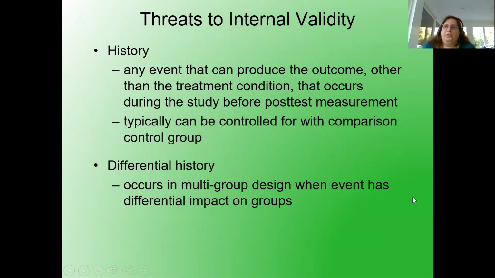Now let's talk about some other threats to internal validity. Now that we've talked about the biggest one, let's talk about some other ones. These are important too, but they're just not as huge as the first one we talked about. The first one I want to talk about is history: any event that can produce the outcome other than the treatment condition that occurs during the study before post-test measurement. Now, this typically can be controlled for with a comparison control group, so that's good news.